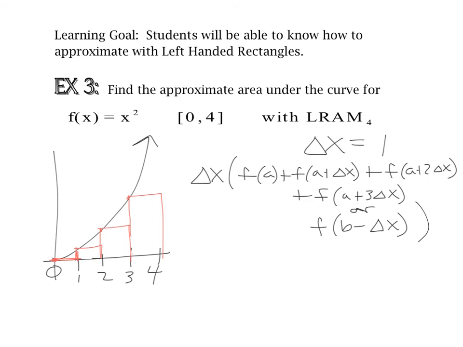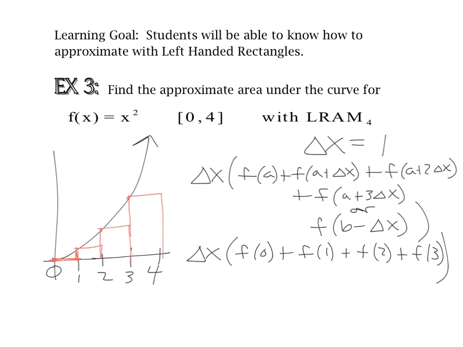So let's plug in what that would look like for ours. It's going to be delta x times f of 0, and our delta x is 1, so we just keep adding 1 every time now. F of 1, f of 2, and then f of 3. And that makes sense here that these are both 3. Because our delta x is 1, 0 plus 3 is 3, or 4, because our b is 4, minus 1 is also 3. So either way, we know we're going to end at 3 here.